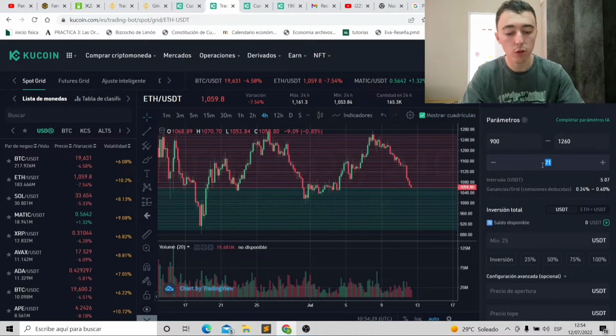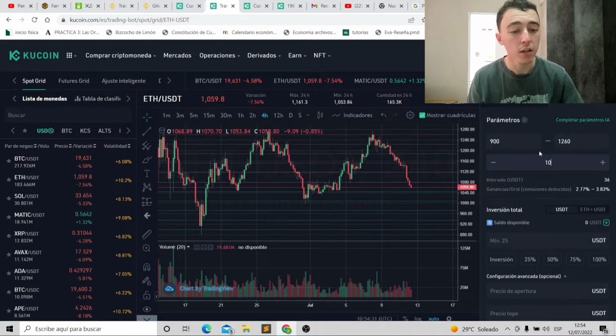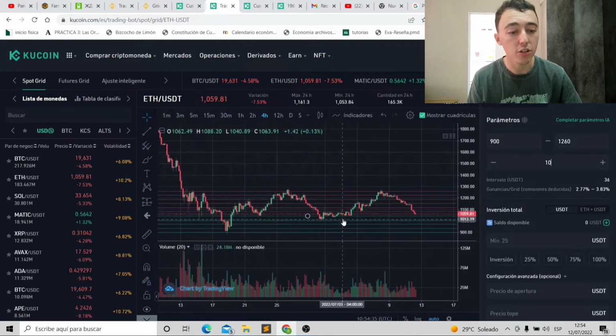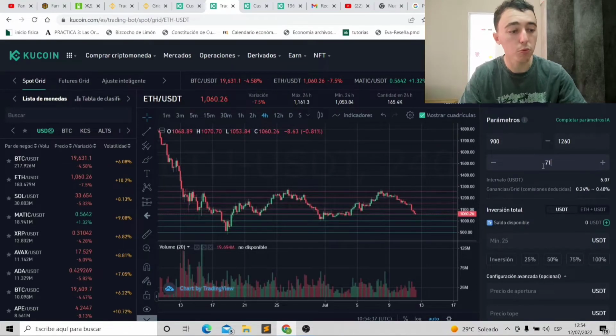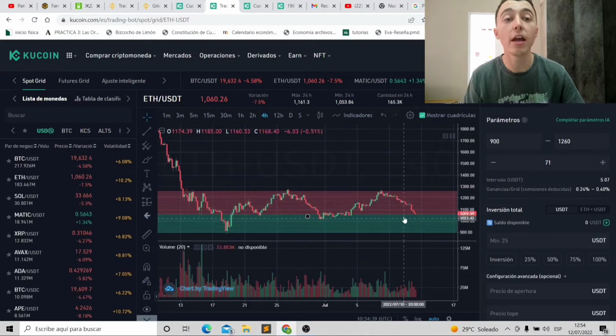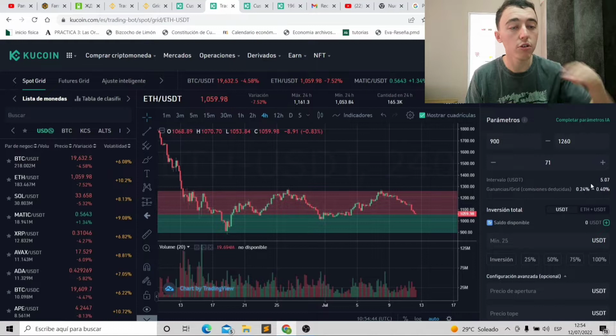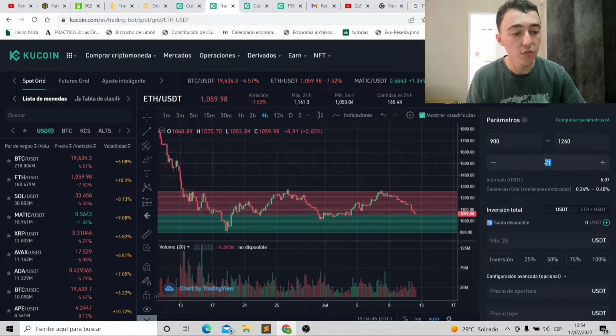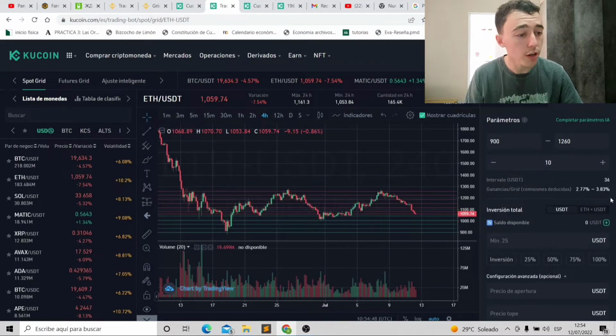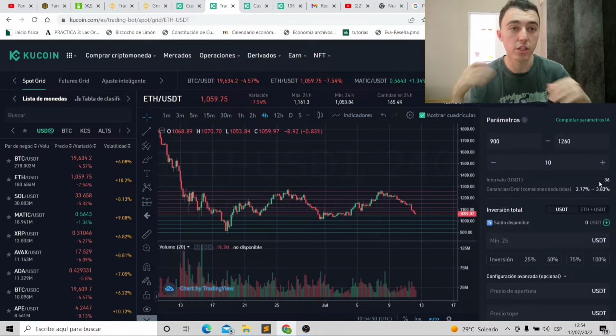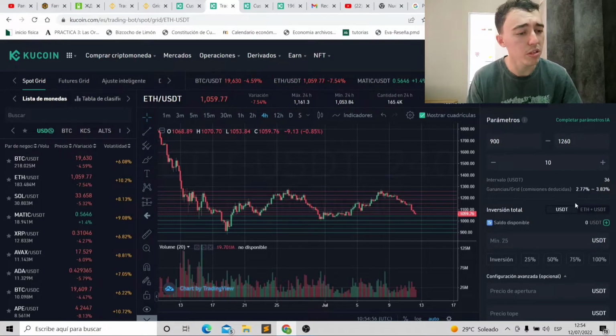So obviously, if you want to make it simpler and you have less capital, maybe you can put just 10. You see, you have some to buy and some to sell, but it's not that many. If you want to put all of them, you'll put 71, and you'll be buying and selling on every single one of them. Okay, you can see if you put 71, every $5 that Ethereum moves, you're going to be buying and selling. If you put just 10, you're just going to buy when it goes down $36, which is a big difference, given that right now Ethereum is around $1,000, so $36, like around 3%, something like that.